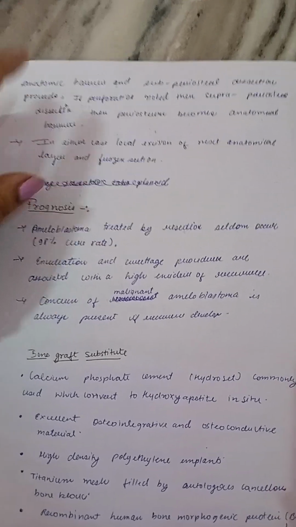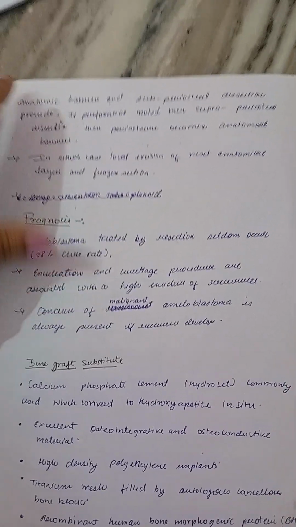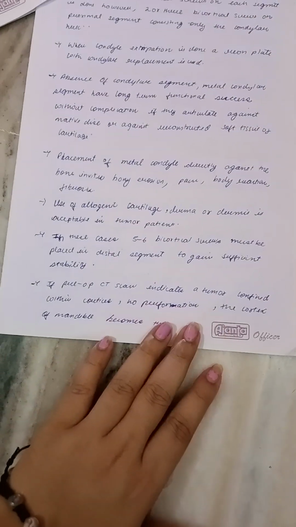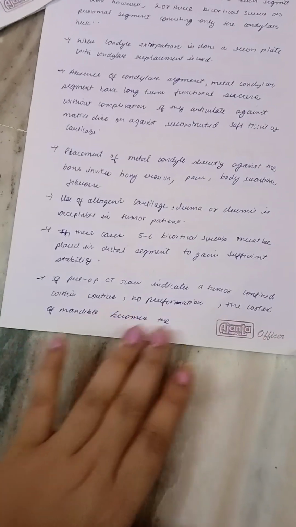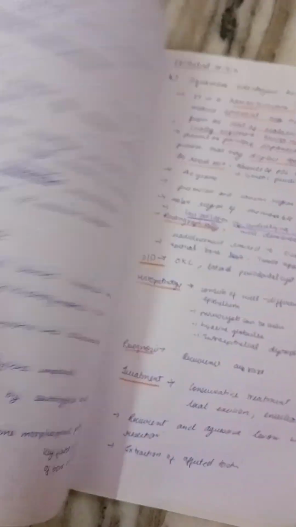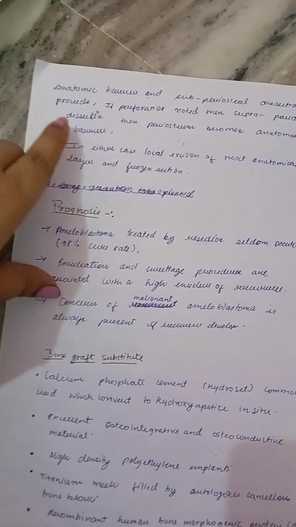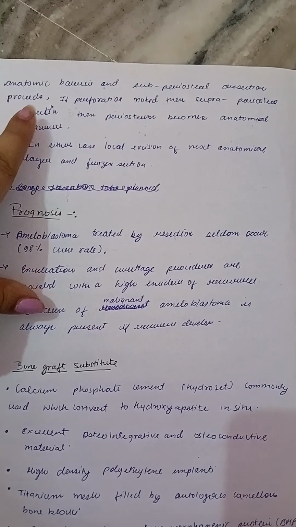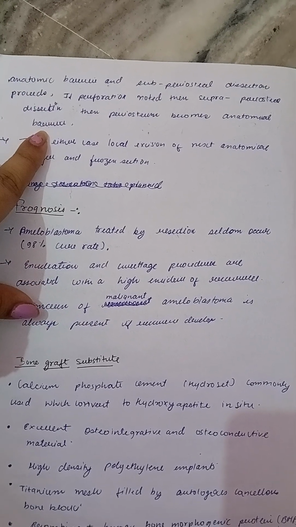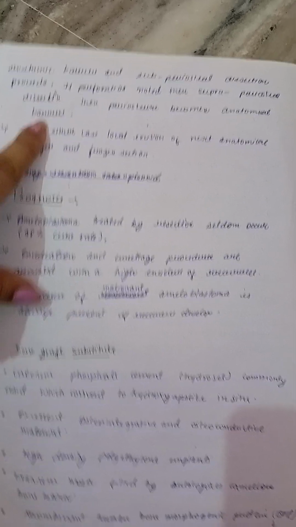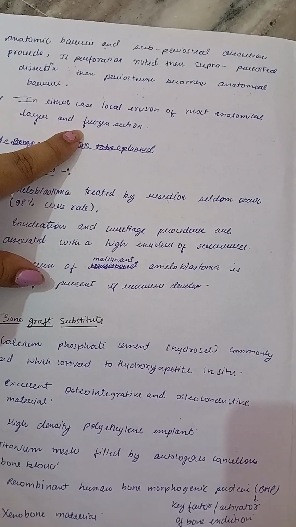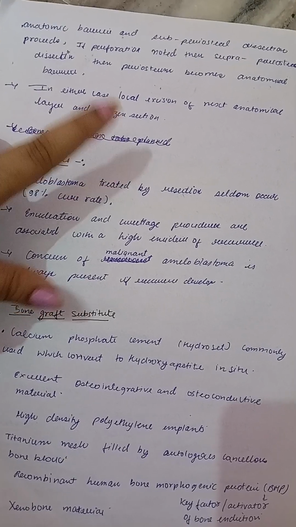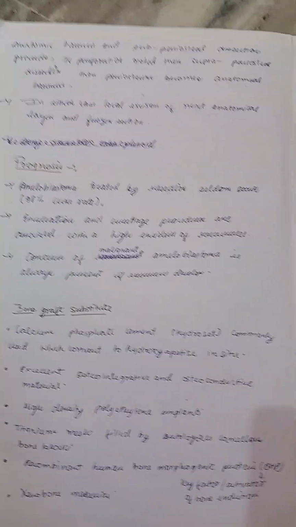Okay, it's saying if there is no perforation, the cortex of the mandible becomes the anatomic barrier and subperiosteal dissection is done. And if perforation is there, then supraperiosteal dissection is done and periosteum becomes the anatomic barrier. In either case, local excision of next anatomic layer and frozen section is given.